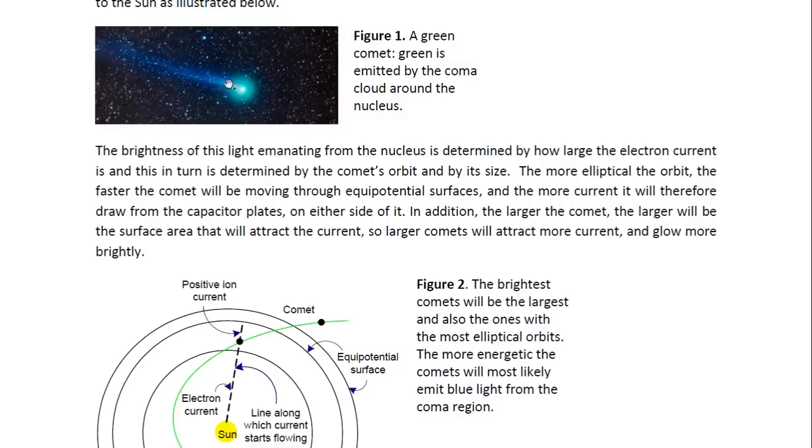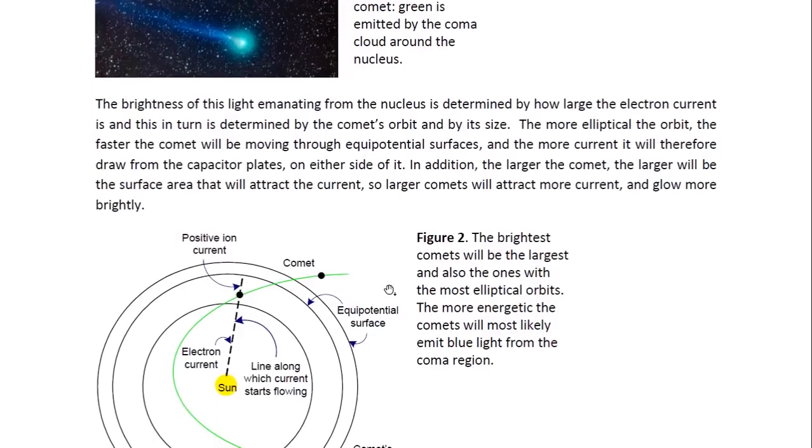And here we see a green comet. It's emitting mainly green light. The tail seems to be more blue. The brightest portion on a comet is usually the sunward side, close to the nucleus. So this region over here opposite to the tail.